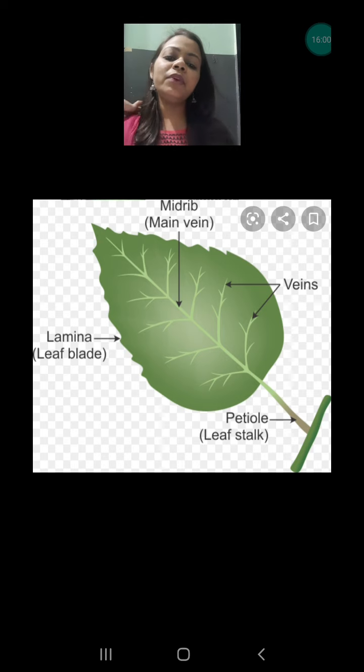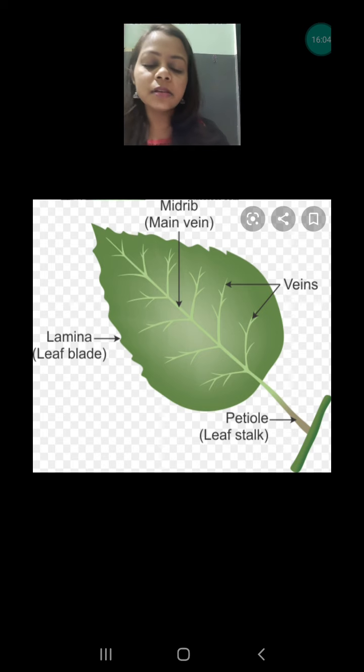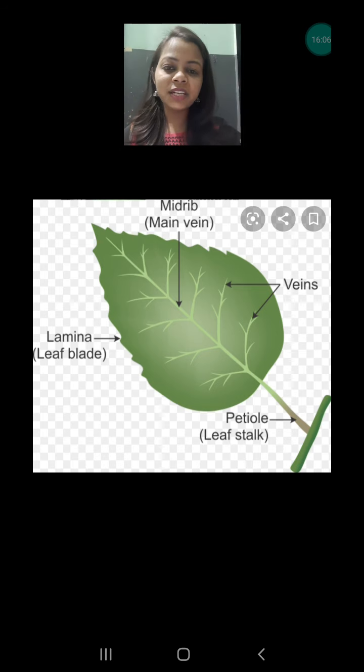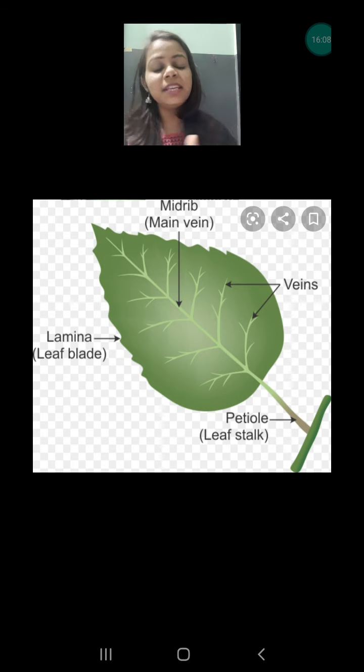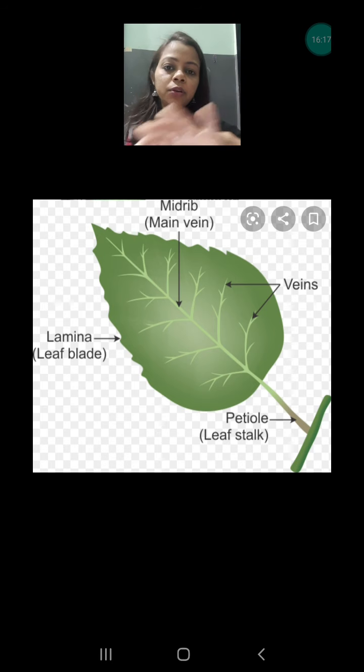In the same way, the root is absorbing the water, and that water is transported to the stem, and the stem is transporting this water to the leaf. In the leaf, the main vein and side veins are spreading this water throughout the leaf. Okay, so this is the function of the midrib and side veins.